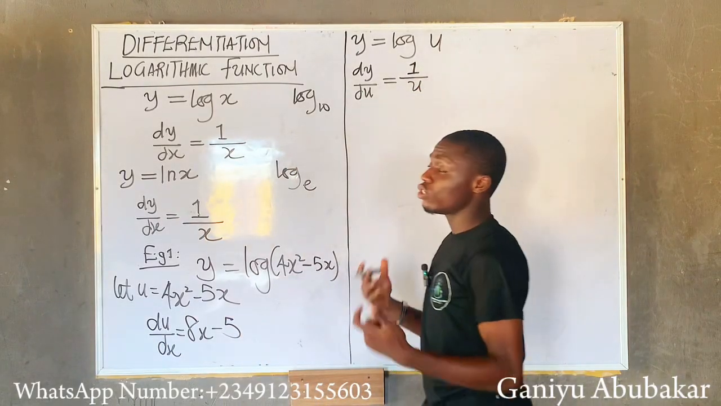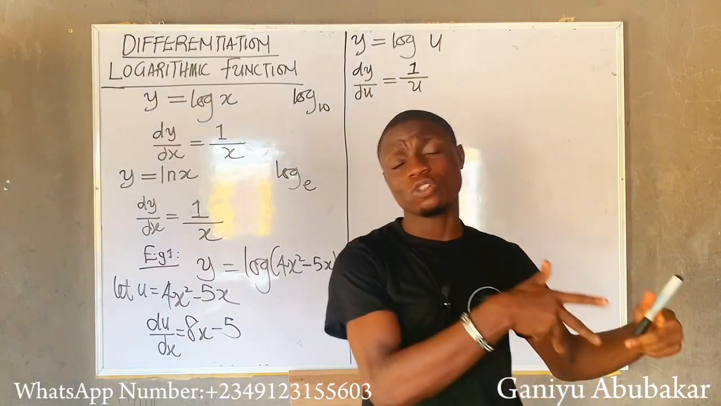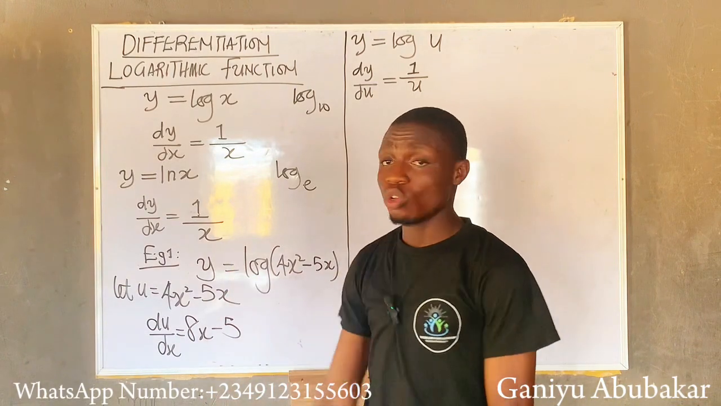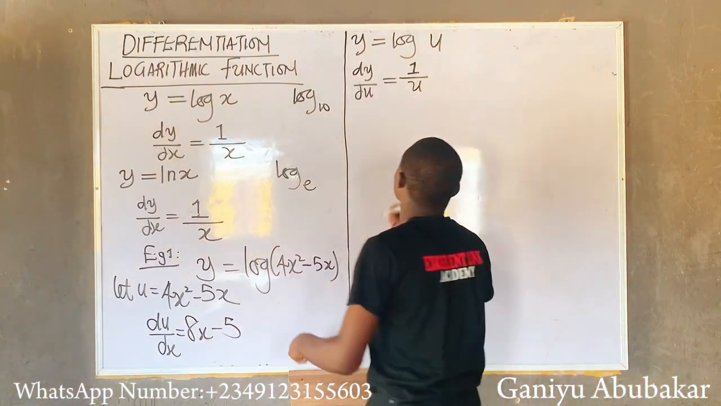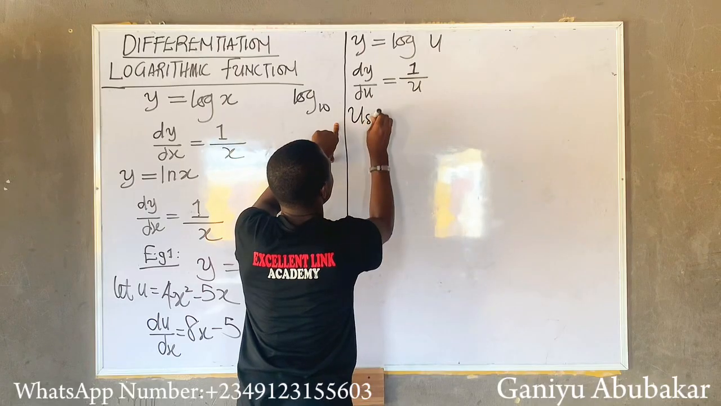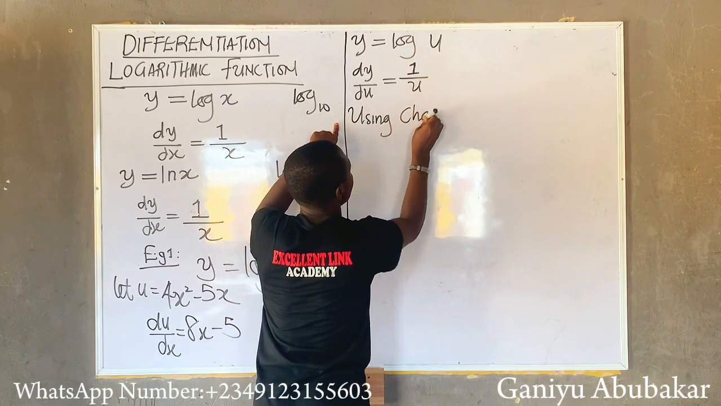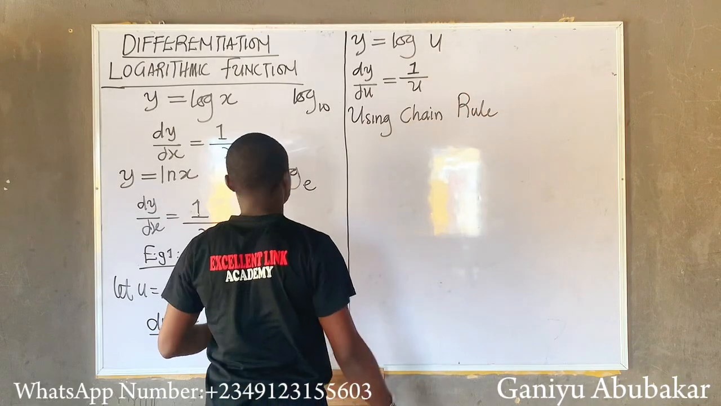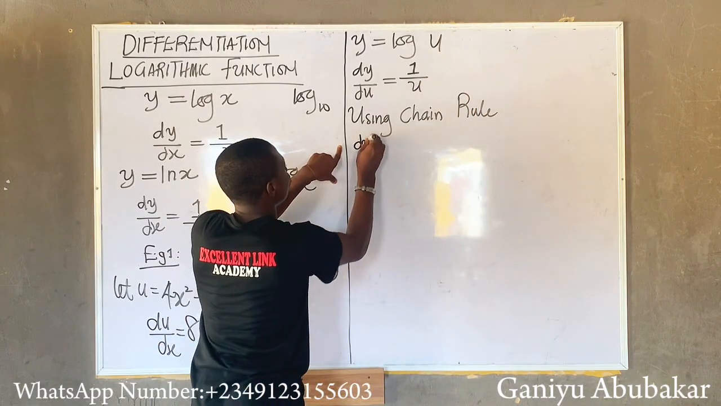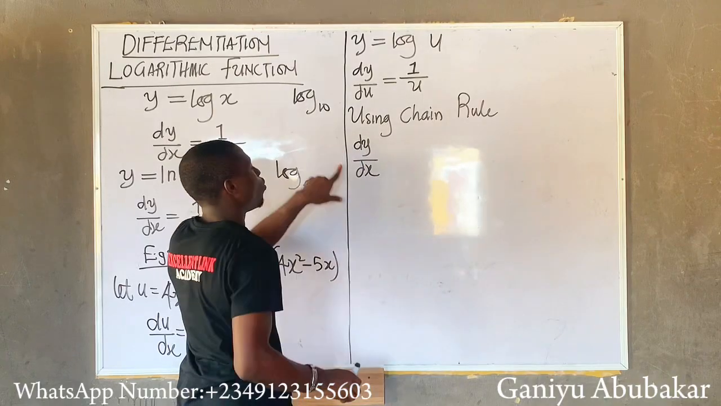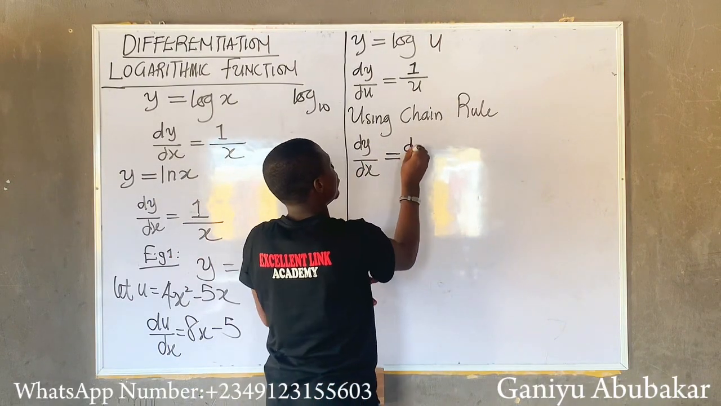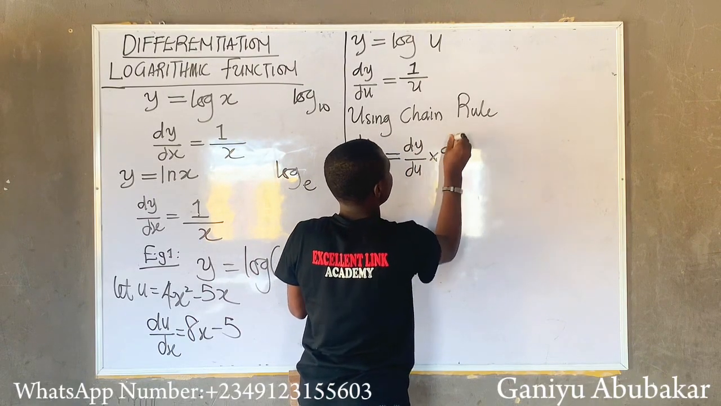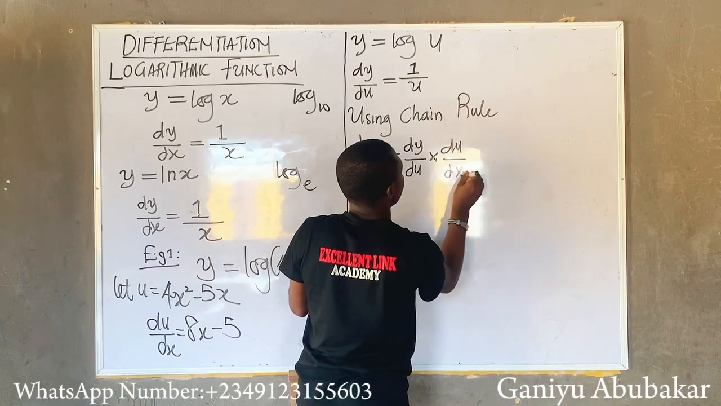At this point, using the chain rule. If you observe our previous classes on exponential functions, the way of solving, the pattern is similar to log functions too. So from the chain rule, dy over dx, as we established before, is equal to dy over du times du over dx.